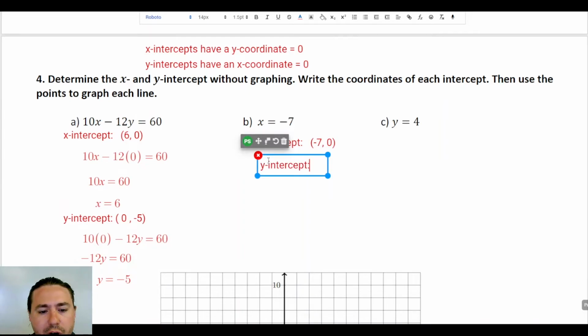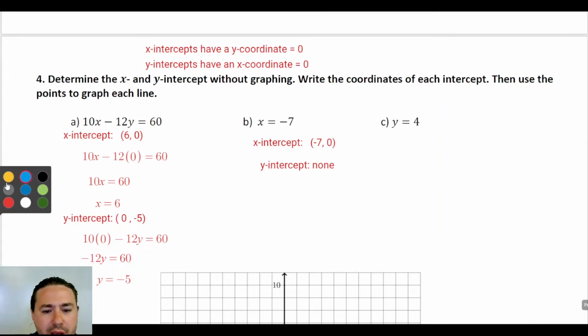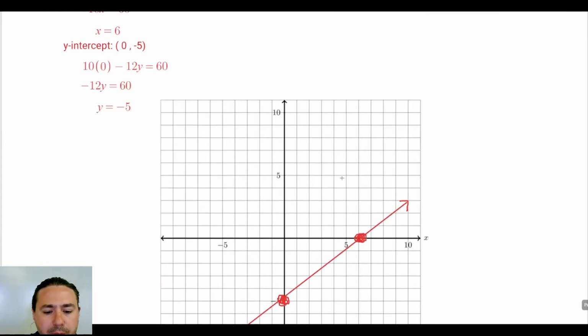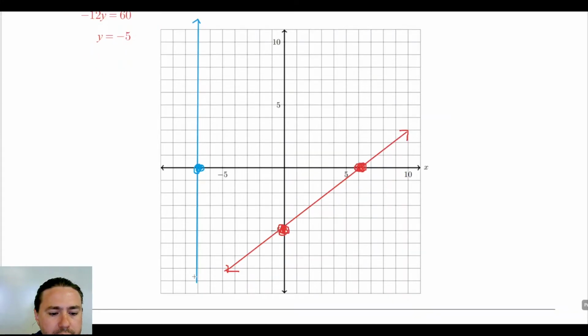As far as what the graph looks like here, really you just need to plot the x-intercept, negative 7, comma 0. So negative 7 is going to be right here, and we should have a vertical line. Well, it should be pretty vertical. I think I'm a little off here, but that's okay.